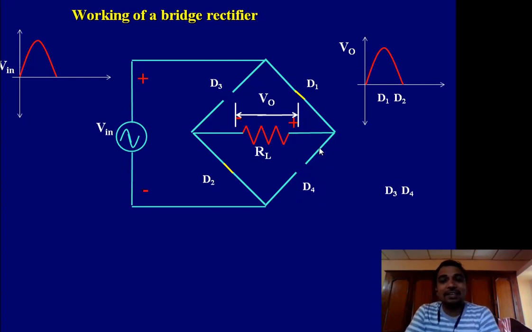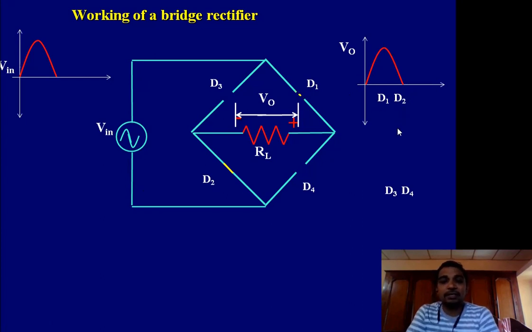In the center tapped rectifier, you need to design the diode for 2Vm. But here in the bridge rectifier, Vm is sufficient. So this is the output waveform, where D1 and D2 are conducting.